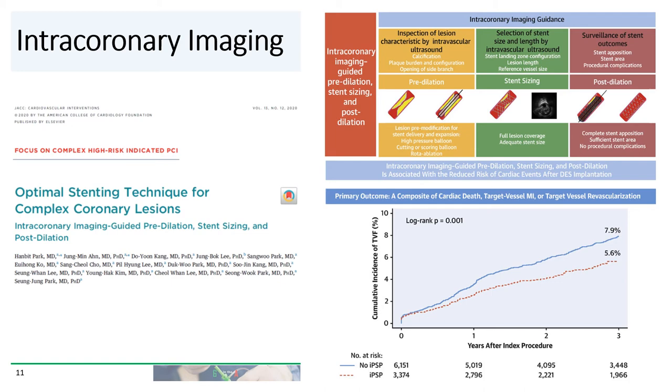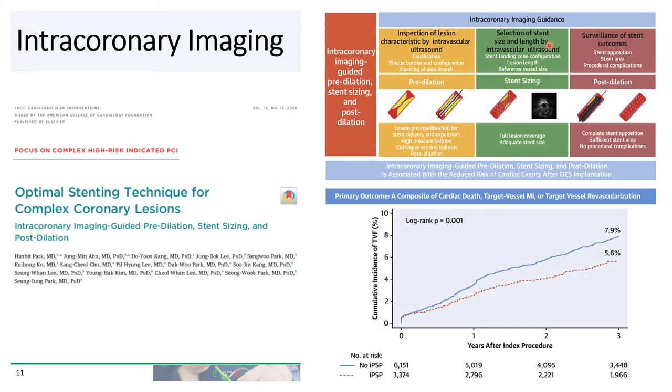Now, this group in 2020 published this paper advocating their use of their intracoronary imaging-based strategy for stent implantation. They call it the IPSP study, for intracoronary imaging-guided predilation, stent sizing, and post-dilation. And the idea is this: you use intracoronary guidance to look at the lesion before you even start, and you're looking at calcification, the plaque burden, the configuration of the plaque, whether there are any side branches, and then you perform appropriate predilation, such as using a high-pressure balloon, cutting balloons, or if necessary, rotational atherectomy.